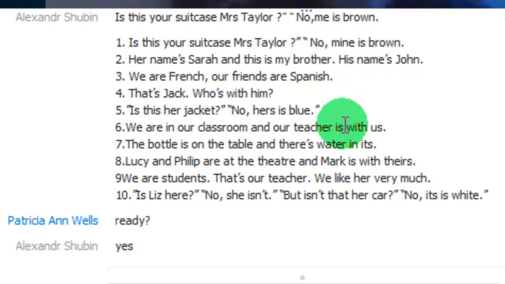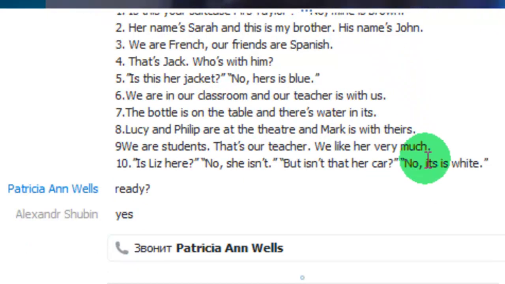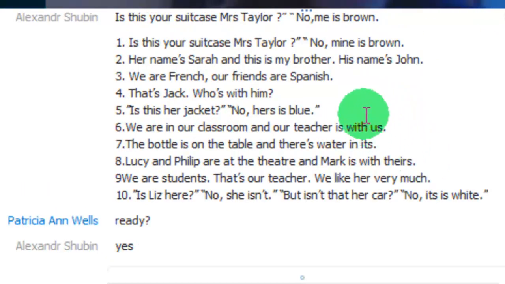That's Jack. Who's with him? Is this her jacket? No, hers is blue. No, be careful. That's Jack. Who's with him? Good. Is this her jacket? No, hers is blue. Good.